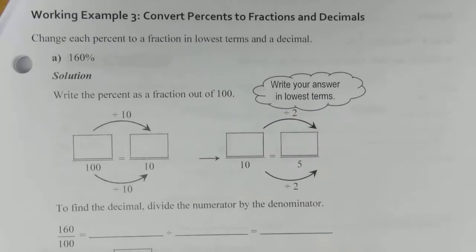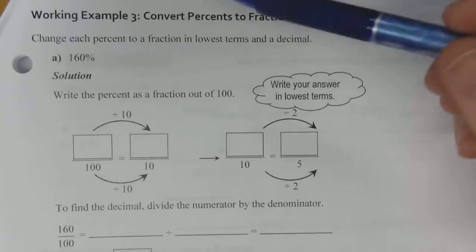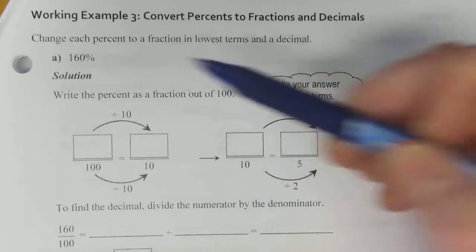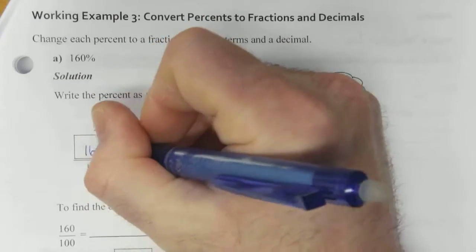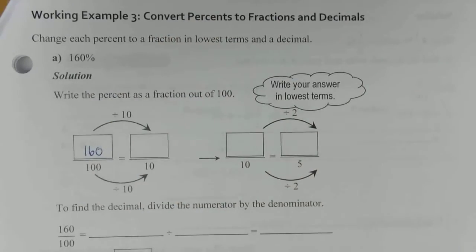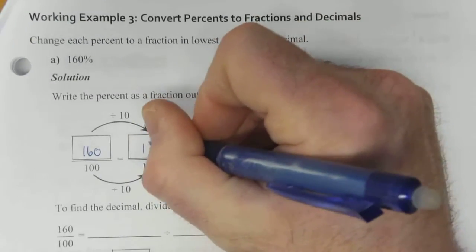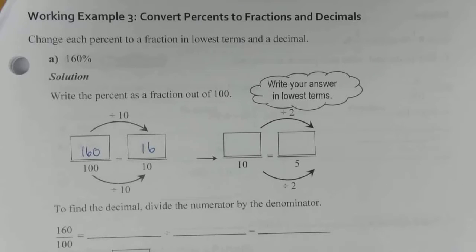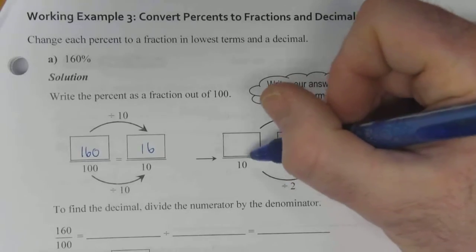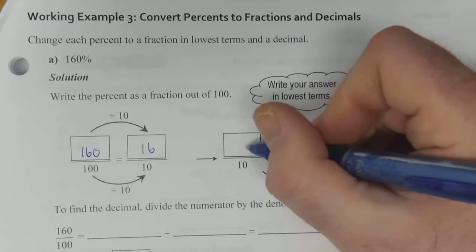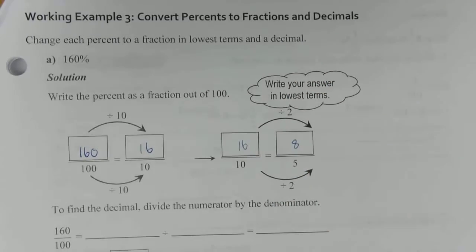So 160%. Write the percent as a fraction out of 100. That's a good place to start. So it's 160%, which means it's 160 over 100. And if we divide both top and bottom by 10, that gives us 16 over 10. And we can reduce this even further as well. If we divide top and bottom by 2, 10 divided by 2 is 5, 16 divided by 2 gives you 8. So now we have 8/5.